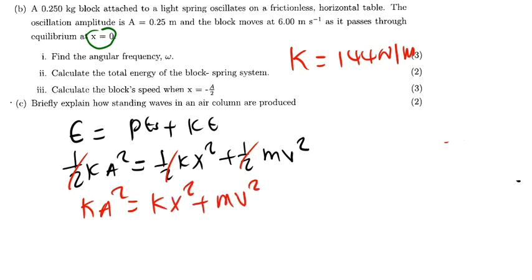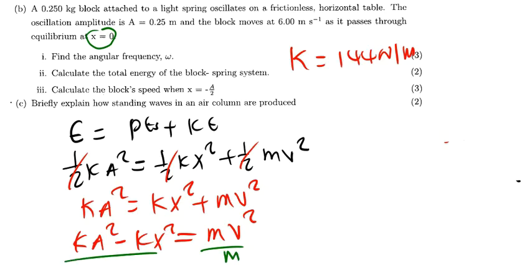We have been told to find the speed, so our interest is in the velocity. Let's shift this to the other side. So it will be Ka squared minus Kx squared is equal to mv squared. Let's divide both sides by m, so m and m will cancel. We'll have v squared equal to Ka squared minus Kx squared, divided by m.